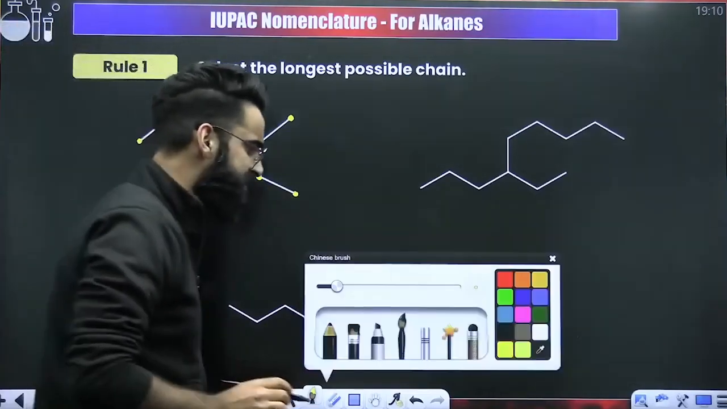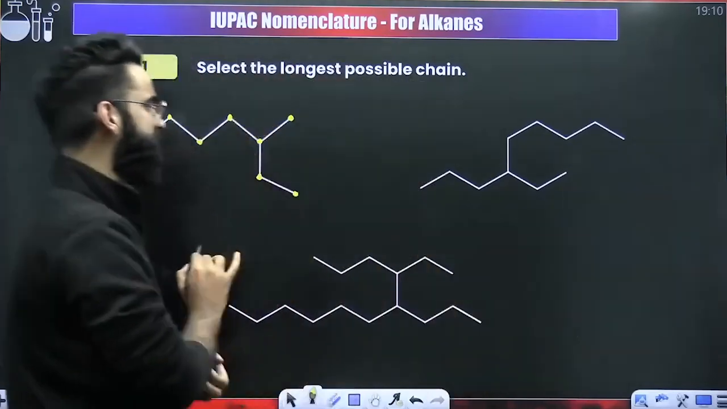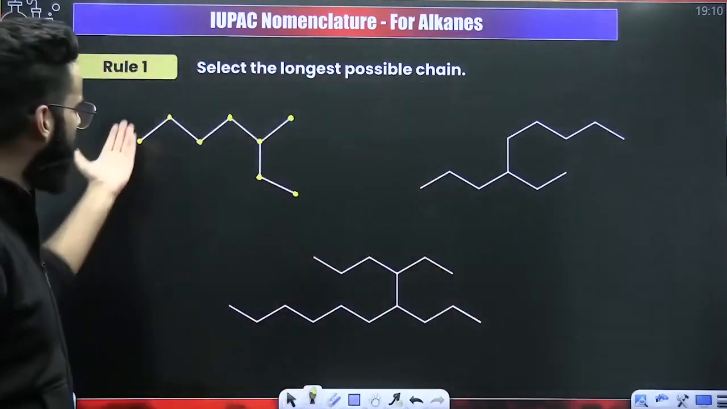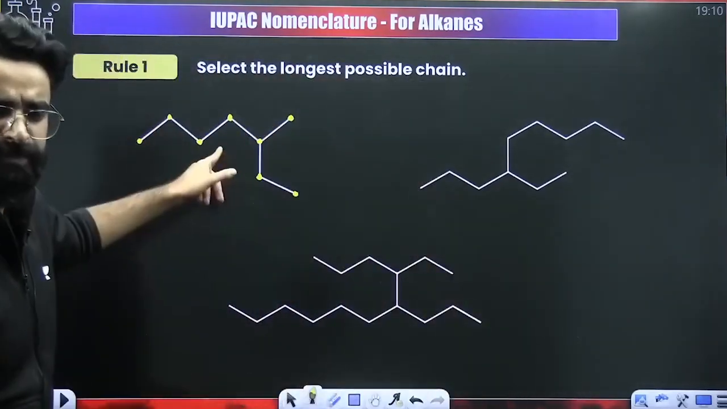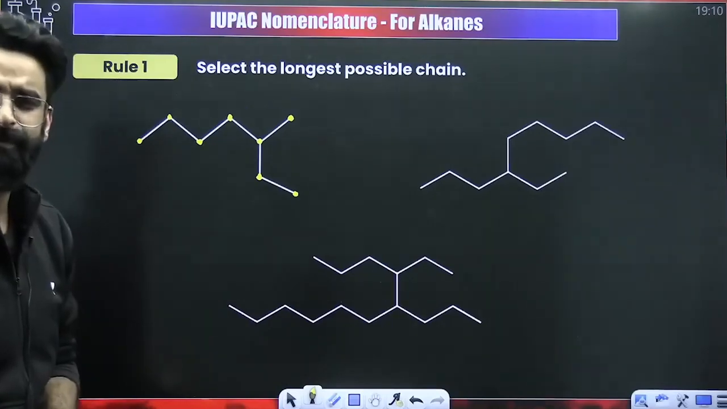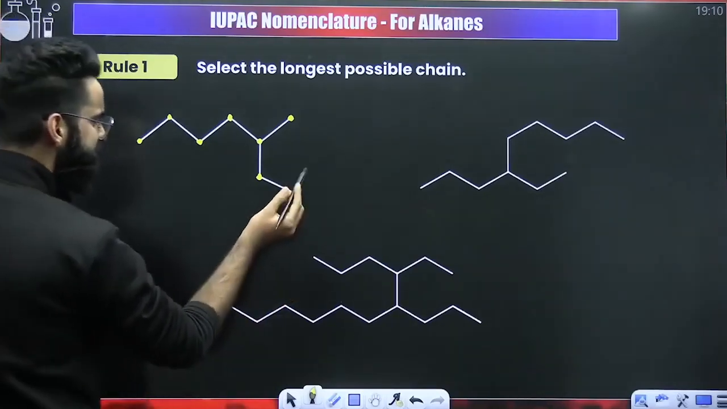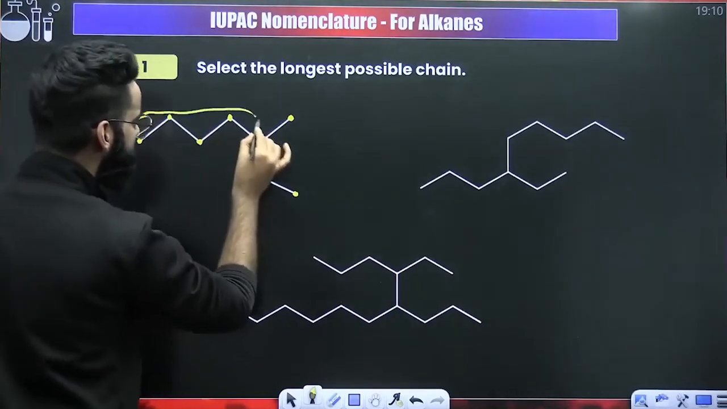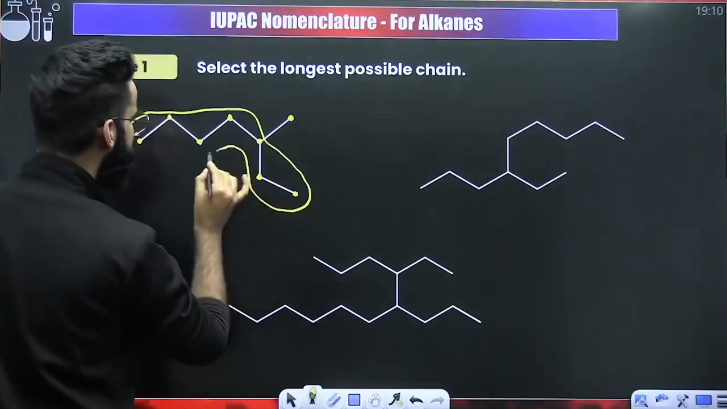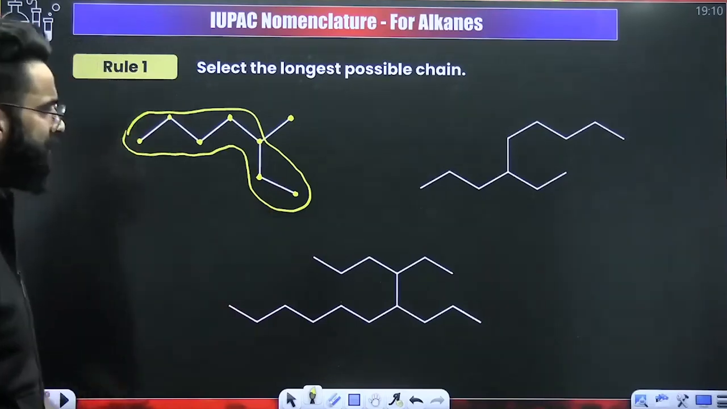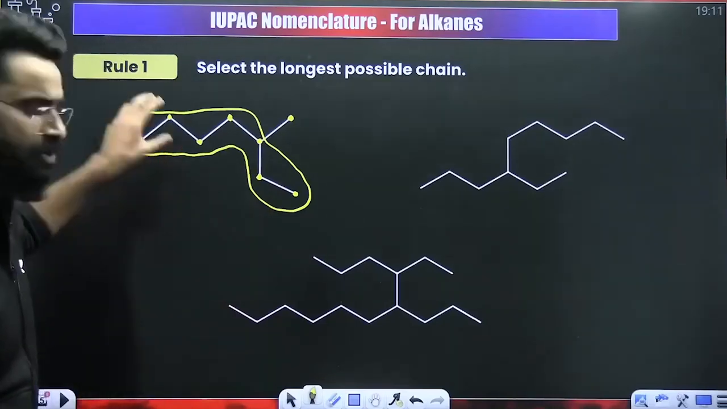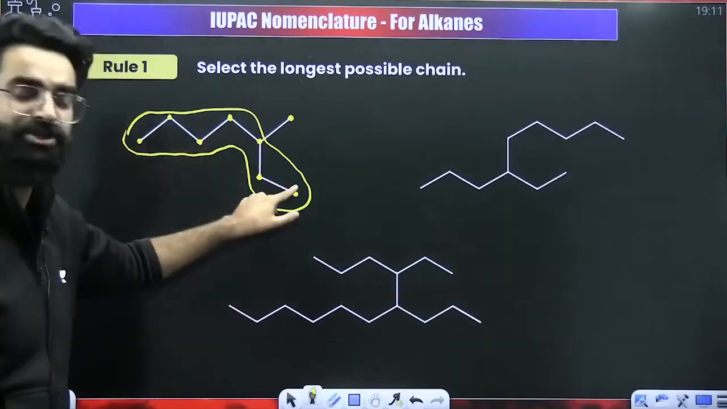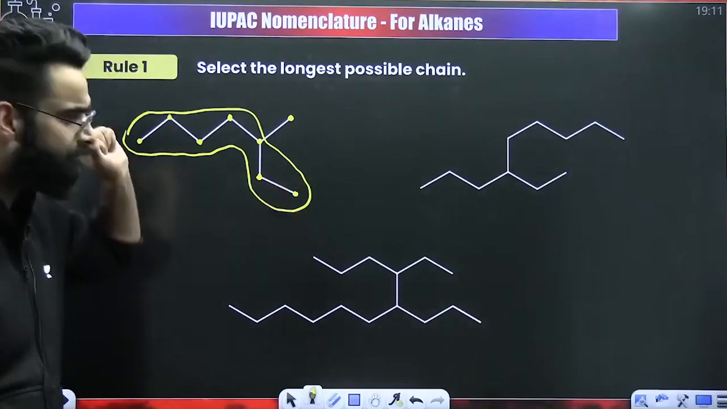Now, my dear students, the first rule says that you have to select the longest possible carbon chain. Now, if I ask you, which one is going to be the longest possible carbon chain here? It's very simple. Have a look. This is 1, 2, 3, 4, 5, 6, 7. Can I say this is going to be the longest possible carbon chain here? So you are going to select this particular chain as per rule number 1.